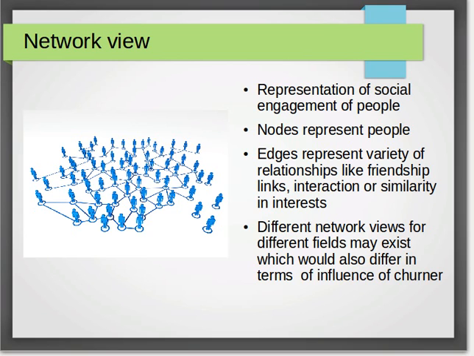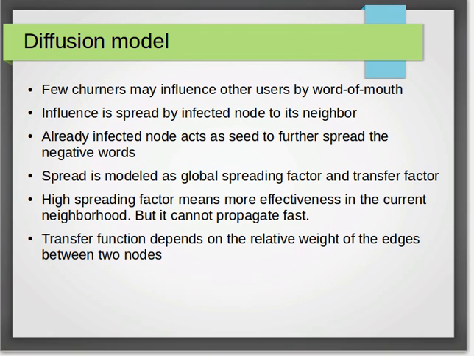The next one is the network view. So this is the representation of social engagement of people. So nodes represent people here, and the edges represent the relationship, and there can be different network views for different kinds of social networks. So then coming to the second kind of churn prediction model, which is diffusion model, which states there may be few churners which may influence other users by word of mouth.